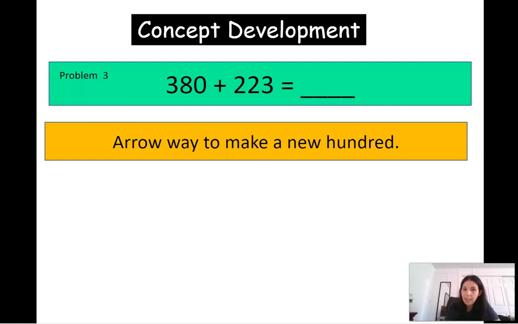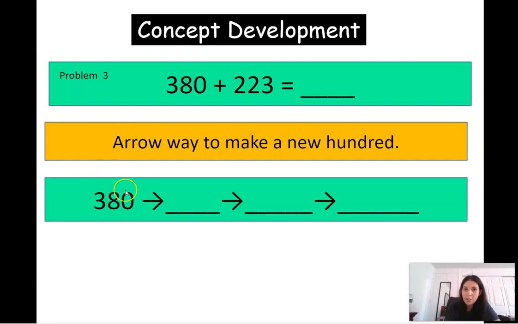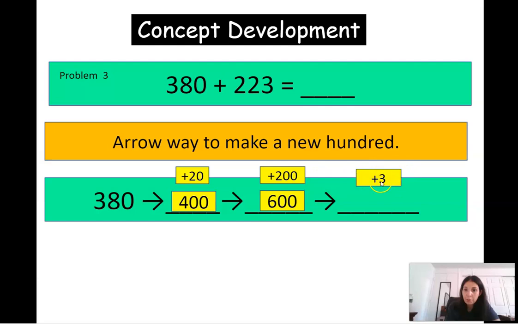And we also have the arrow way to make a new 100. So 380 plus 20. So we're doing our 10s, plus 20 gives us 400. Now we can add our hundreds. We have 200s. Gives us 600. And what do we have left but 3 ones? 603.